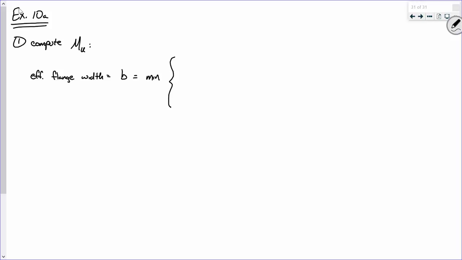No, L over four? Now hold on. He's going to tell me the next one. There we go. B W plus 16 h f. And the last one, that one's simple. That's just the spacing.